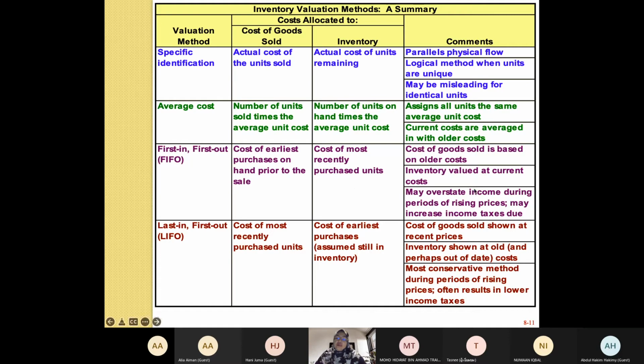It may overstate income during periods of rising prices, and may increase income tax due. So the implication, the comments here say that if you use FIFO, cost of goods sold is based on older cost and the closing stock is valued at the current cost. However, FIFO may overstate income during periods of rising prices. It may increase income tax due. So that's why some companies, when they want to pay less tax, will move to LIFO, because LIFO will give you a lower gross profit, which means lower income, lower taxes.